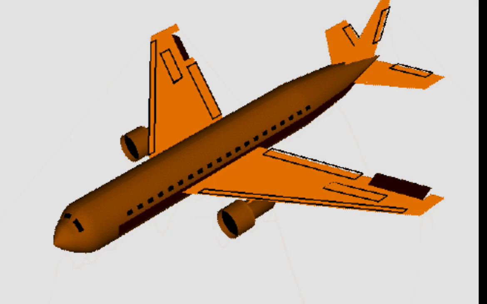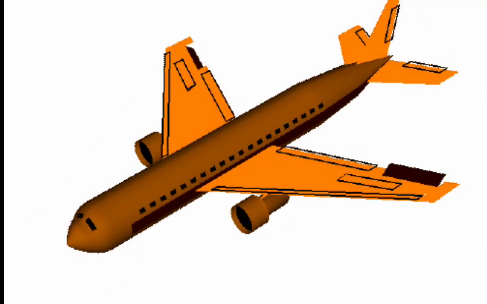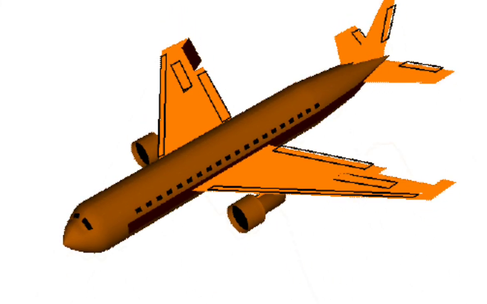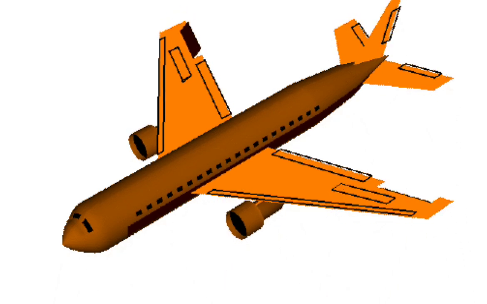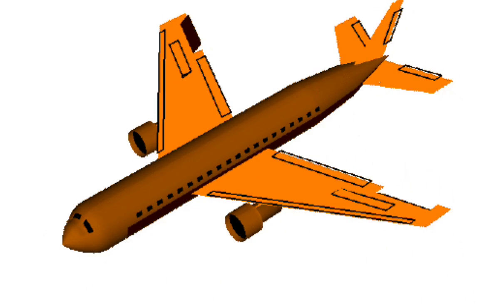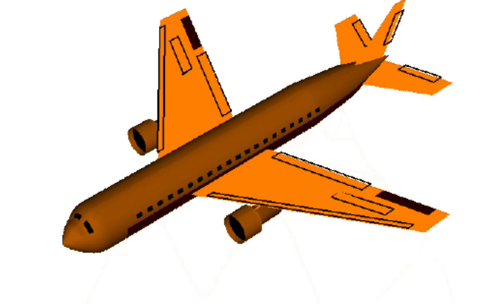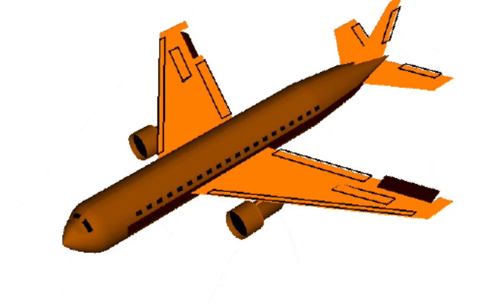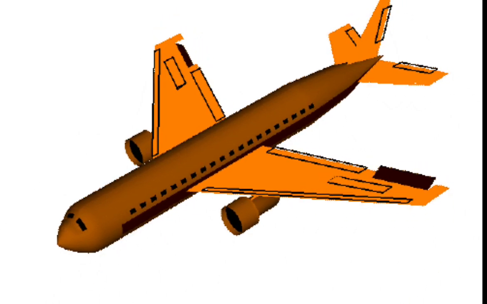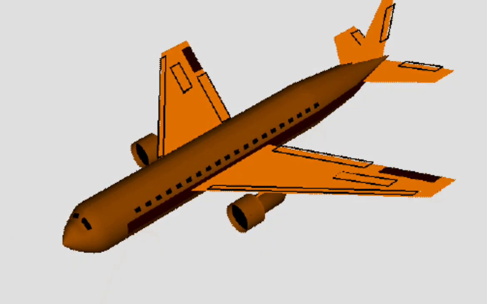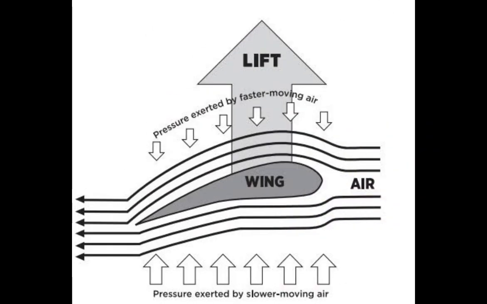Next up, we have the weight, or the force of gravity. This is the natural downward pull on the airplane due to its mass. The heavier the plane, the greater the weight. To get off the ground and stay in the air, the lift generated by the wings must be greater than or equal to the plane's weight. It's a constant battle against gravity.